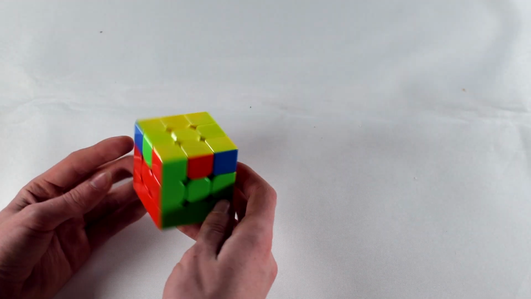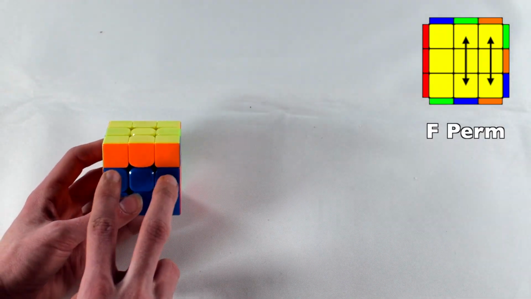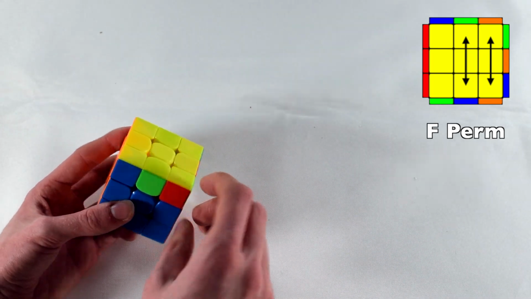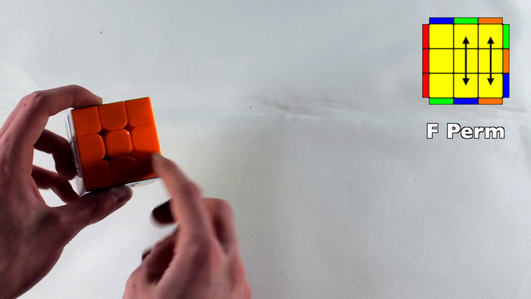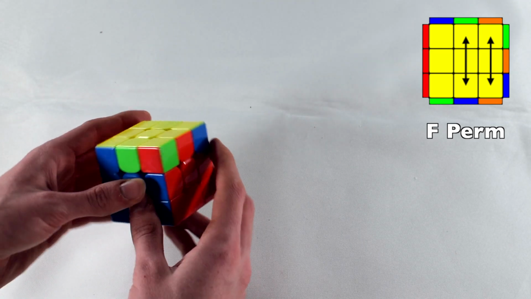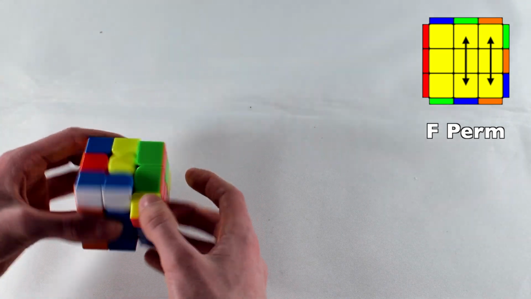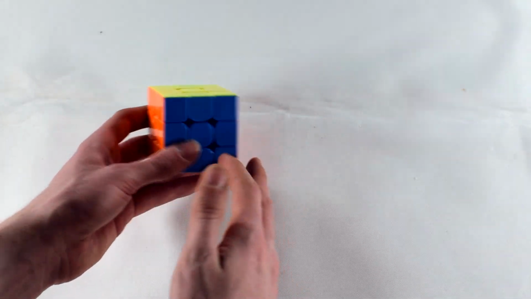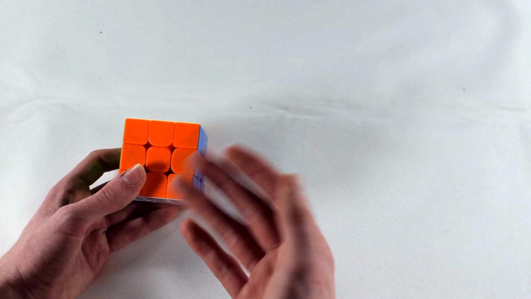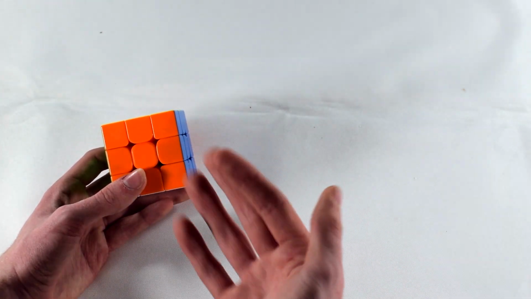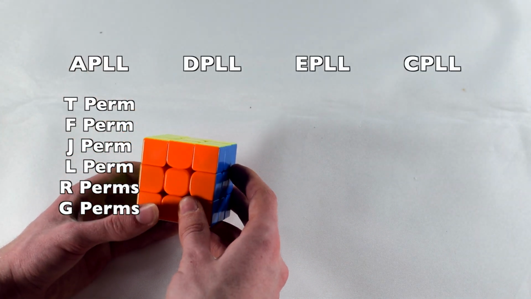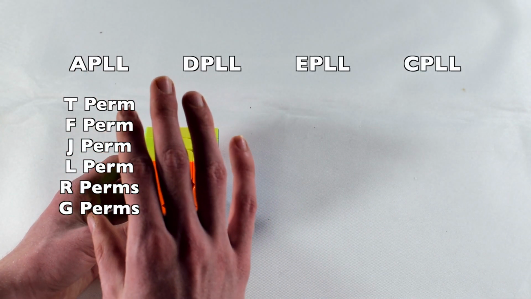Another example that I would like to point out is the F-perm. This is also an A-PLL because we have headlights. So we would align the headlights to where their matching side is, and then we would perform the F-perm. There are a lot of A-PLLs, and I'm not going to bother going through each and every single one for the sake of the length of this video. So I will be listing them all on the screen, as you can see. So those are all the A-PLLs.